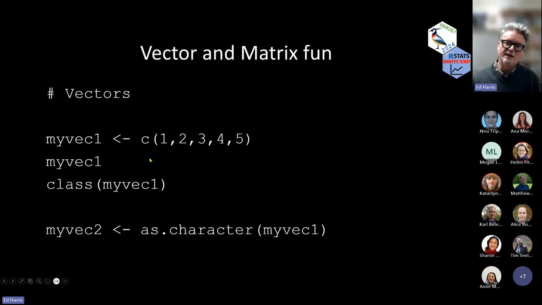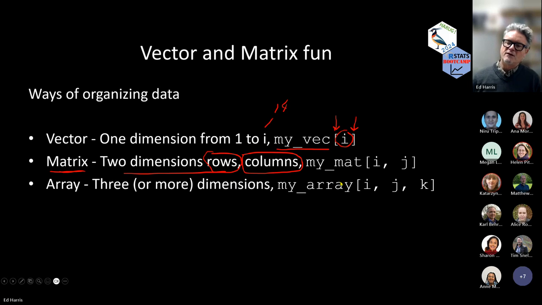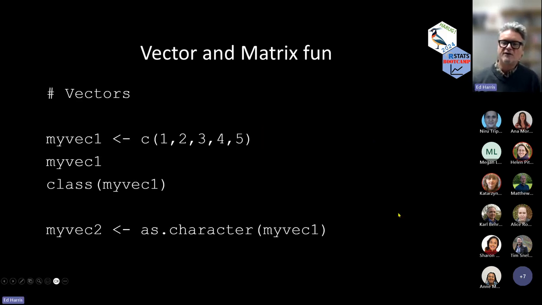They have two indices in square brackets. We call the rows the I dimension and the columns the J dimension, and we can slice them by specifying those the same way. Arrays are just data objects that have more than two dimensions. So we might have I, J, and K for that, and we can have as many as you want, as many conceptually as you can handle.